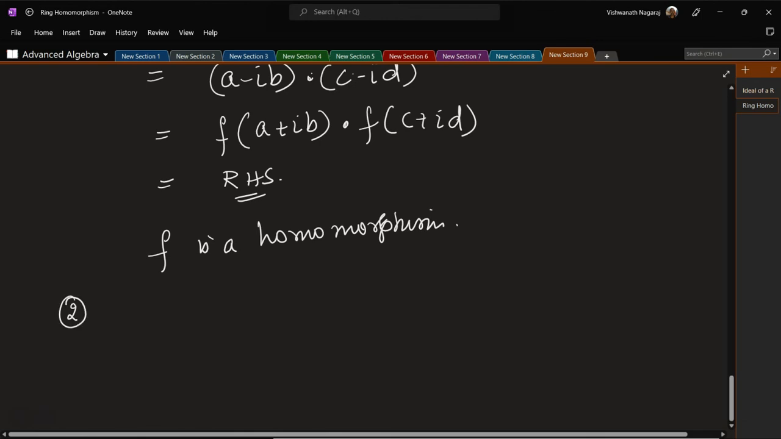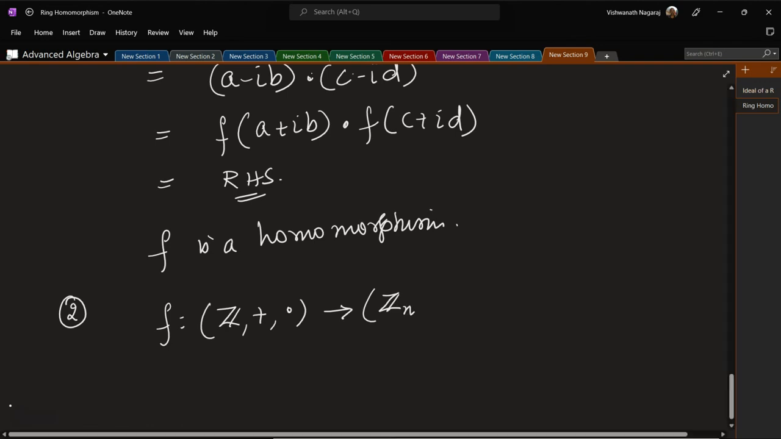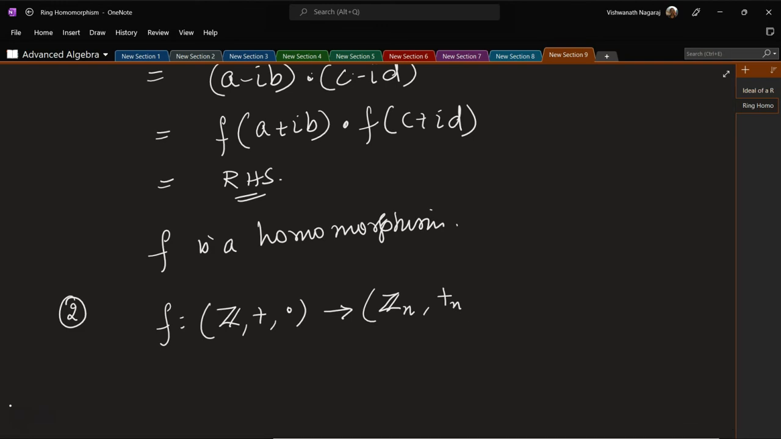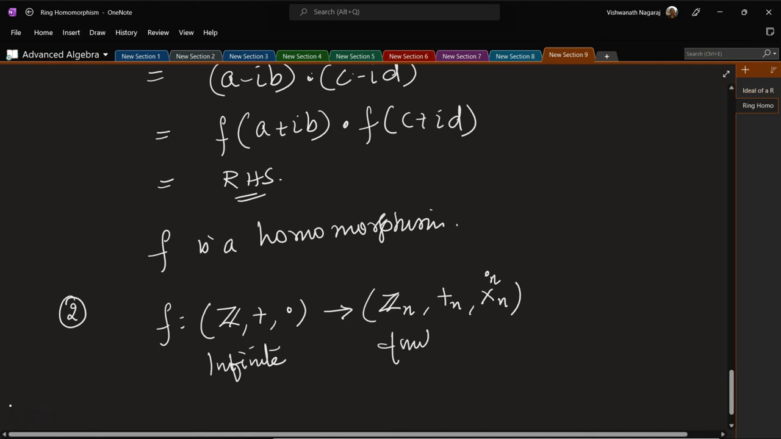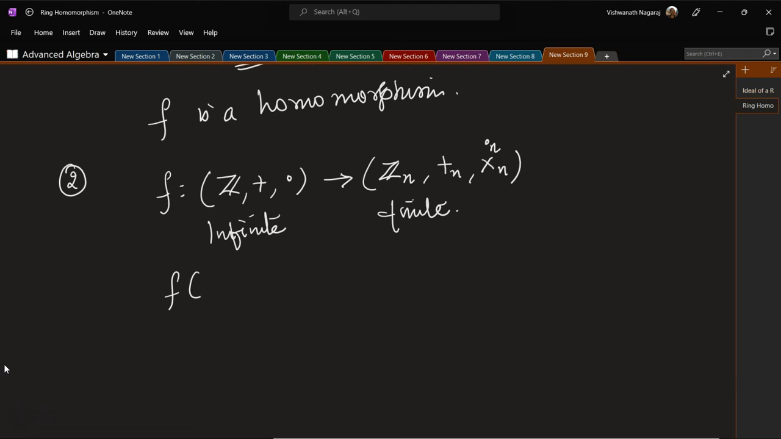Now let's look at another example. Let's look at a mapping f from the ring of integers to the ring of integers modulo n, with, here is the difference, addition modulo n and multiplication modulo n. Now here again, just for information, this is infinite, but this is going to be finite. And what does the function do? f of x is equal to x mod n. Let's check whether it is a homomorphism.